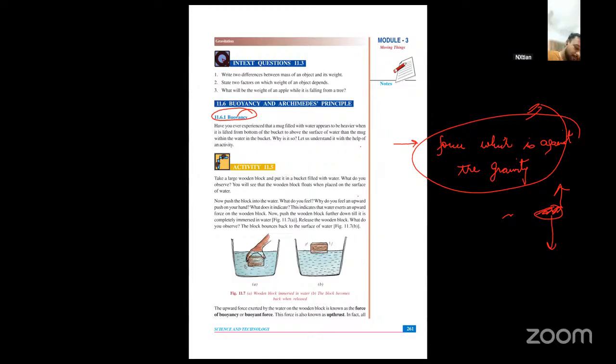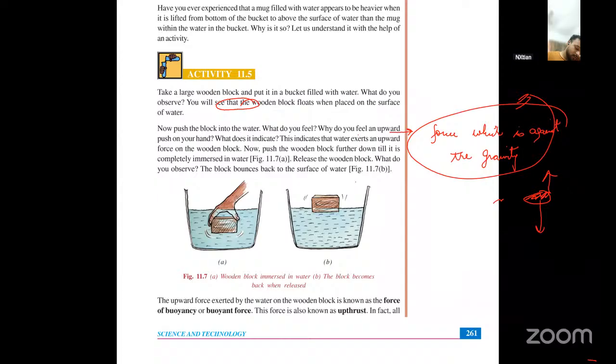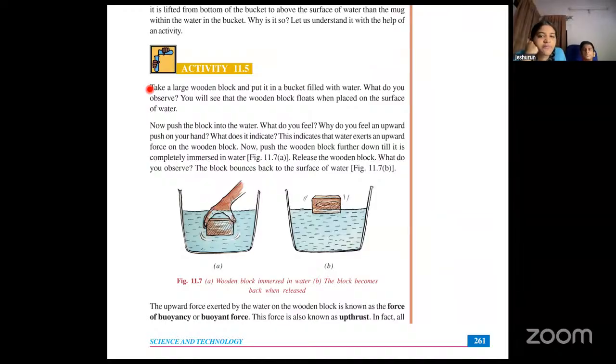Okay. So now we'll read from here. I request Jashran to read it, please. Take a large wooden block and put it in a bucket filled with water. What do you observe? You will see that the wooden block floats when placed on the surface of the water. Now push the block into the water. What do you feel? You feel an upward push on your hand. What does it indicate? This indicates that water exerts an upward force on the wooden block.